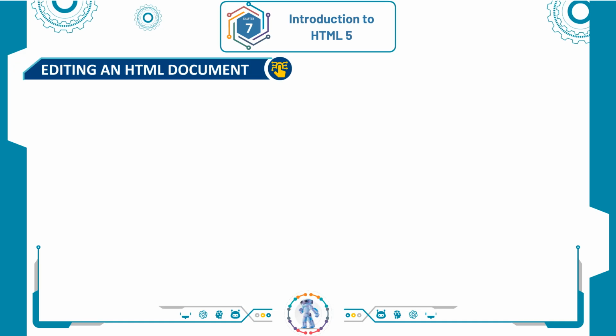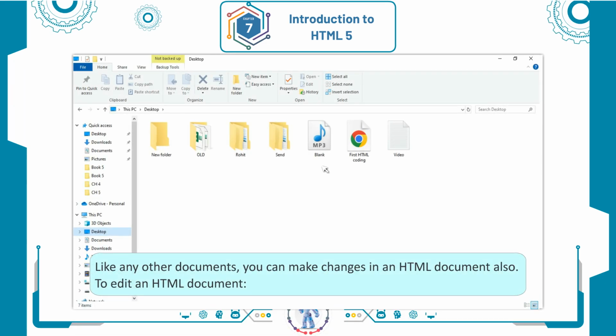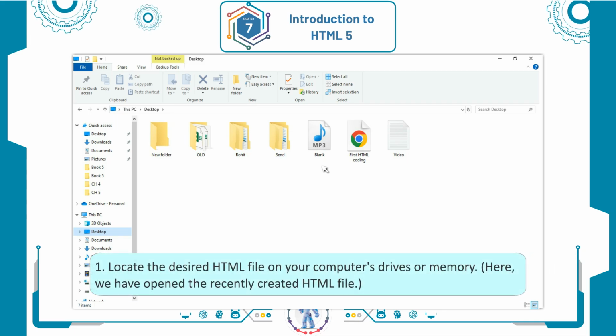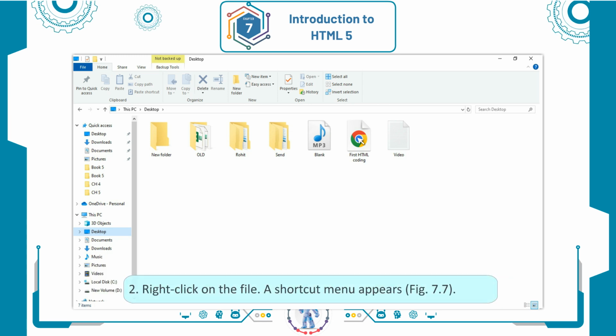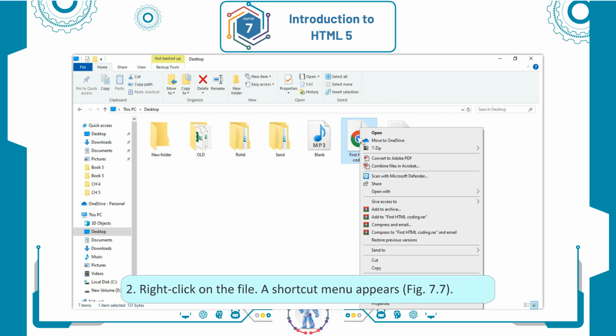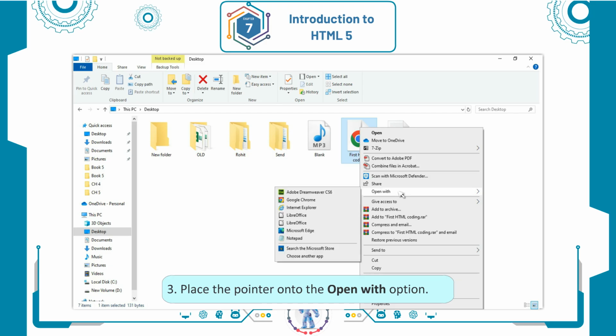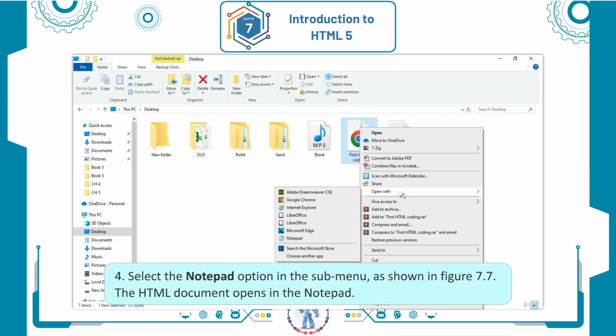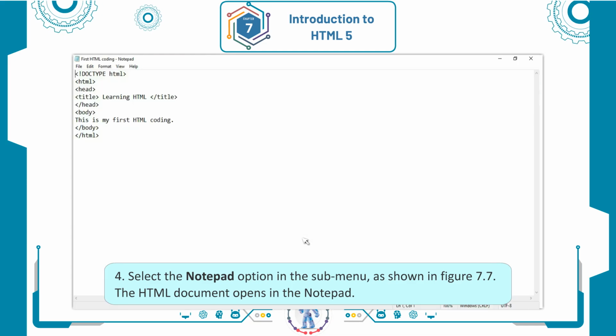Editing an HTML document. Like any other documents, you can make changes in an HTML document also. To edit an HTML document, 1. Locate the desired HTML file on your computer's drives or memory. Here we have opened the recently created HTML file. 2. Right-click on the file. A shortcut menu appears, Fig. 7.7. 3. Place the pointer onto the Open with option. 4. Select the Notepad option in the submenu as shown in Figure 7.7.